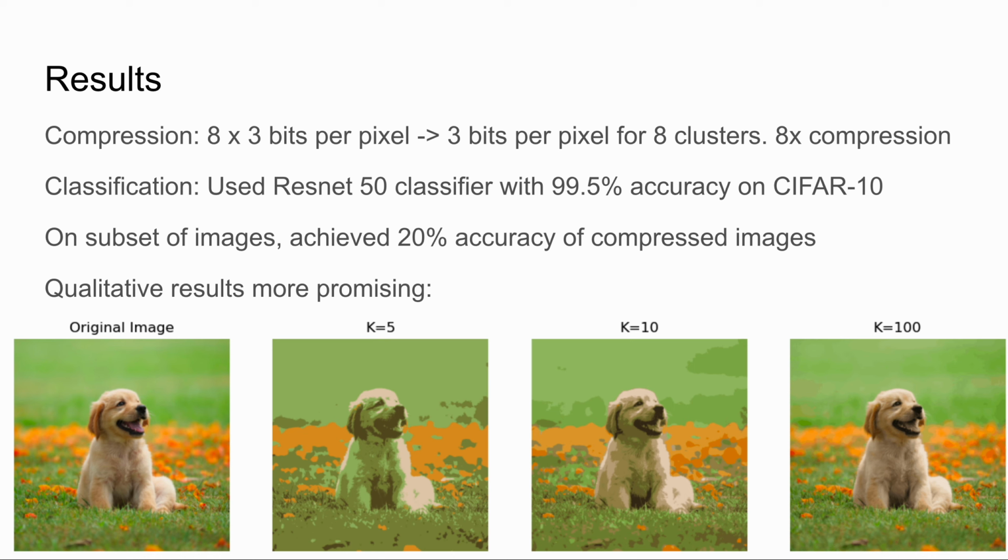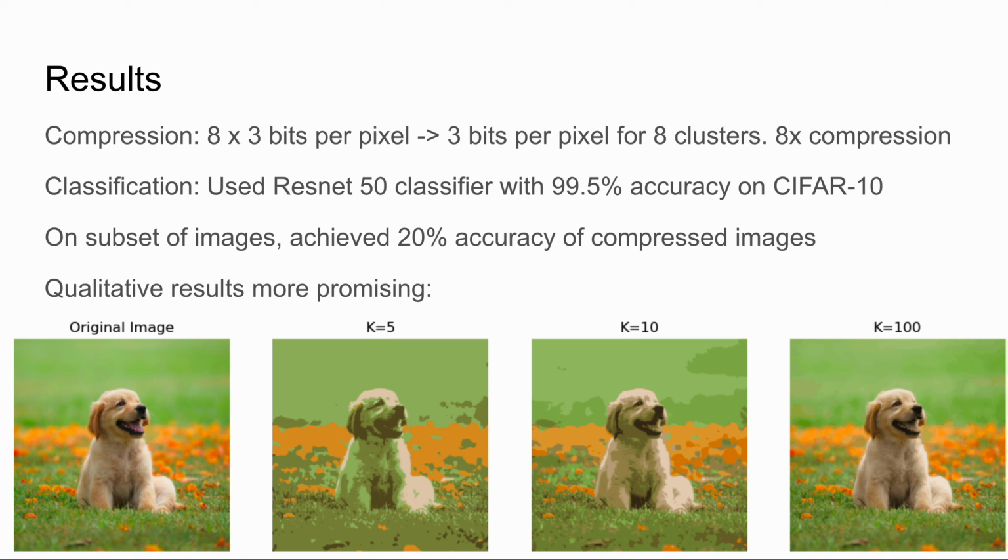So in terms of compression factor, just as an example, if we were to use 8 clusters, that's equivalent to 3 bits, instead of using 8 bits in 3 channels. That's how many colors we can represent with just 8 clusters, which is an 8x compression factor, which is quite impressive. And so on the classification side, we used a ResNet 50 pre-trained classifier that had 99.5% accuracy on the CIFAR10 dataset.